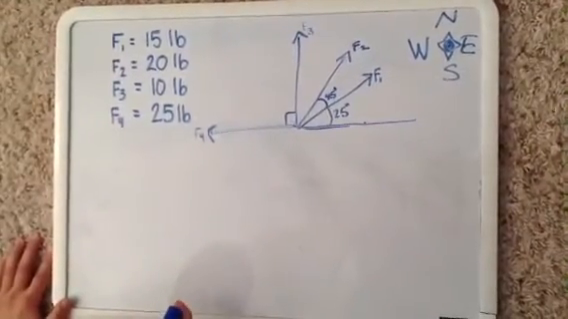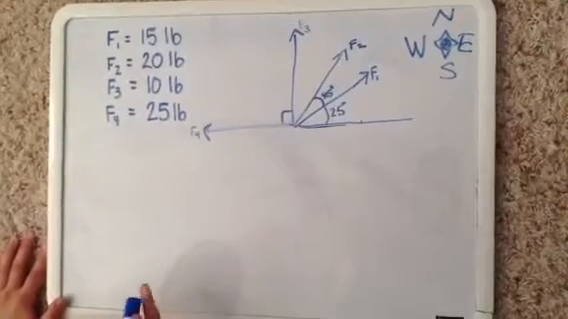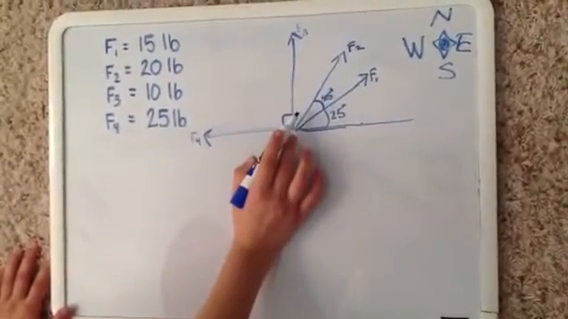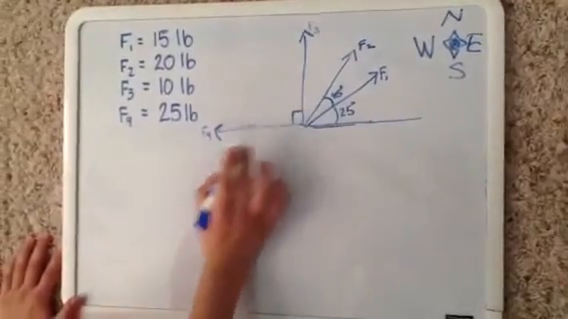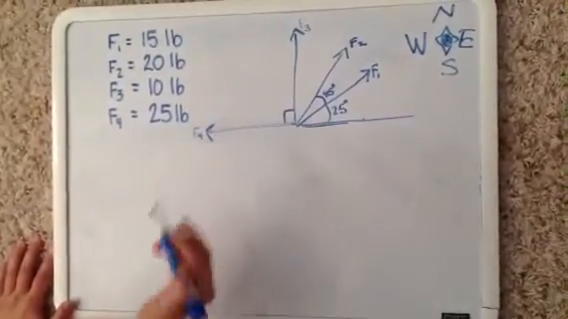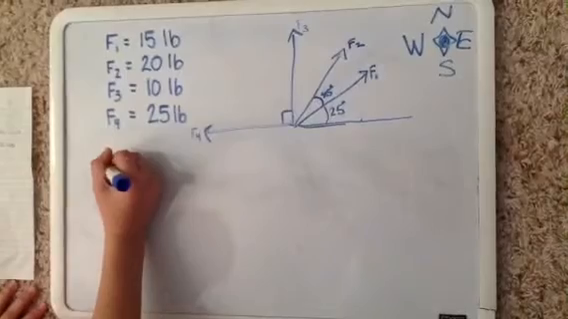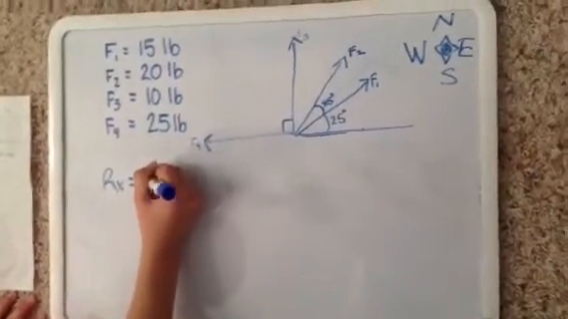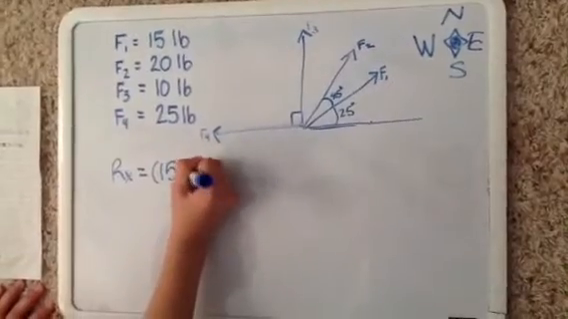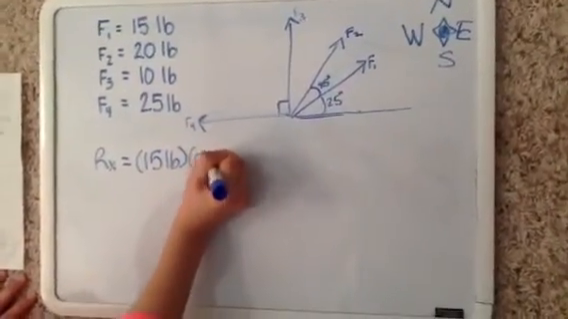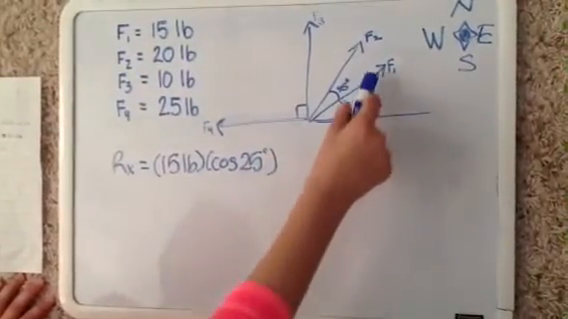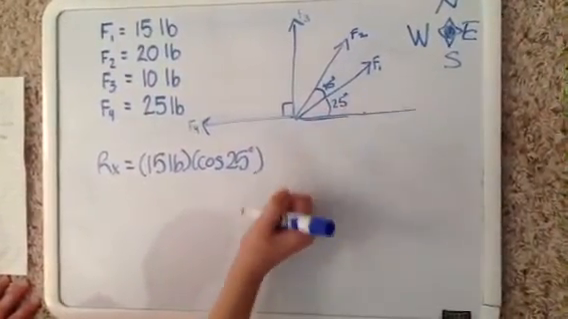Now we will be solving for the overall resultant of these 4 vectors. We will do so by breaking them up into their x and y components. F1 is 15 pounds, F2 is 20 pounds, F3 is 10 pounds, and F4 is 25 pounds. So we will start with the x components. F1 will be 15 pounds cosine 25 degrees, because F1's angle is right here, 25 degrees.